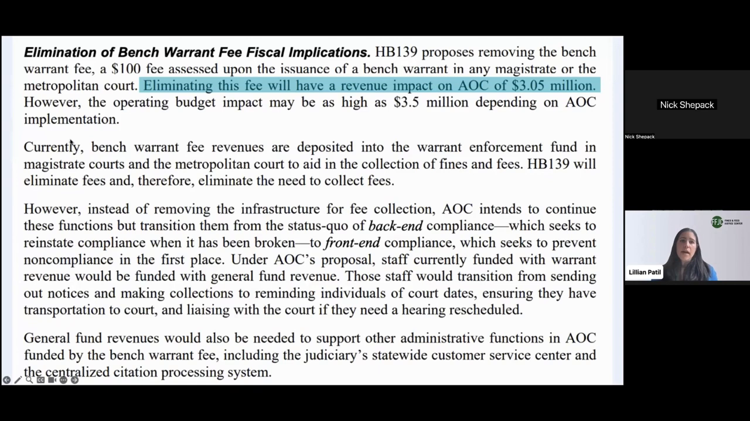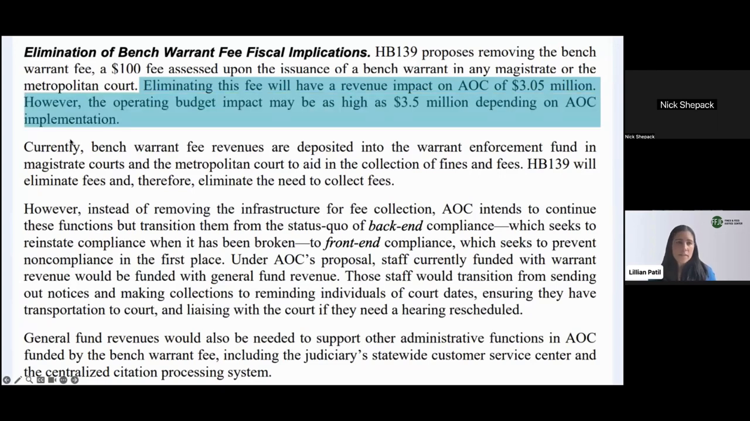And so the revenue impact that's estimated here by the courts starts off by saying it's about $3 million. So that tells me the courts are saying that about $3 million is coming in bench warrant fee revenue every year that will no longer come in when it's eliminated. However, the next sentence starts to get a little more interesting. They say the operating budget impact may be as high as 3.5 million, which is like a $500,000 difference. So it's not insignificant. And then they say, depending on AOC implementation.